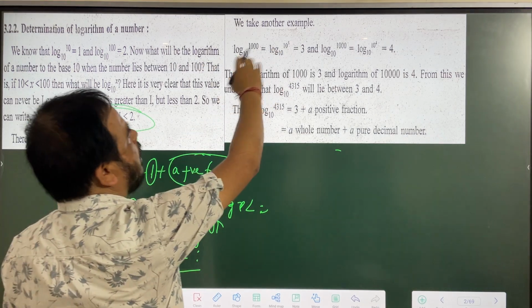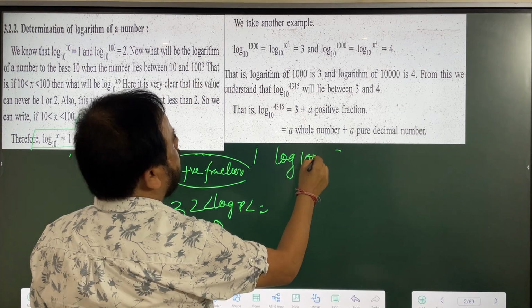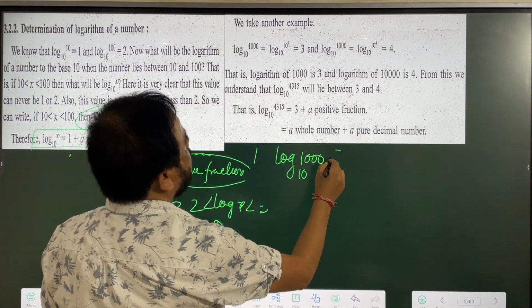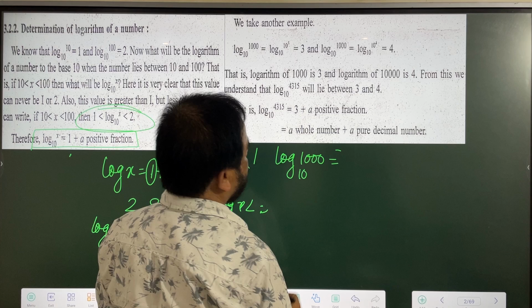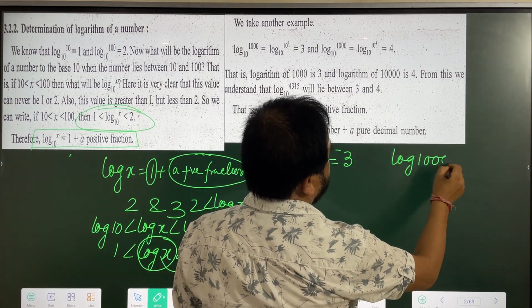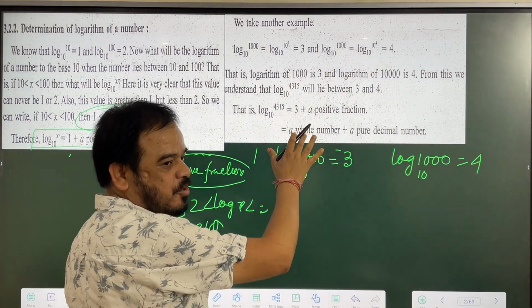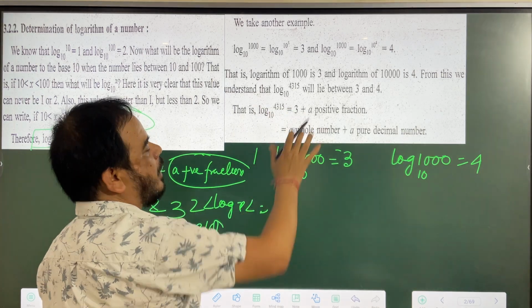Here we take another example. Log 1000 base 10 equals 3, and log 10,000 base 10 equals 4. Whatever is given in the book, that is what I am explaining, so that you don't get any confusion.